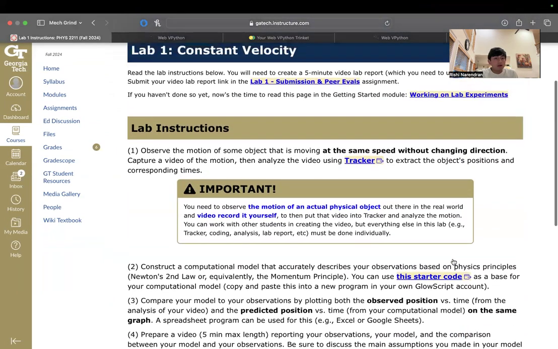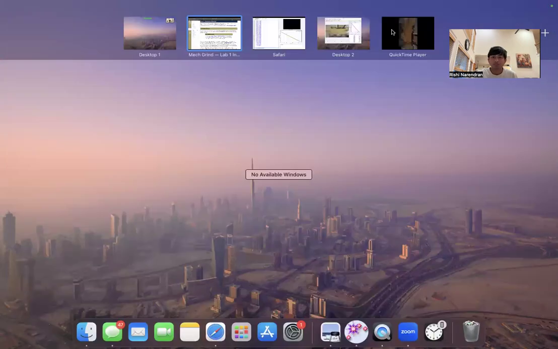First, I was asked to observe the motion of some object that is moving at the same speed without changing direction. Capturing the video of the motion and then analyzing the video using Tracker is the next step after that. So to do this, I first took a video of a soccer ball moving across my living room. Here's that video now. So there's that video, sorry that it's sideways.